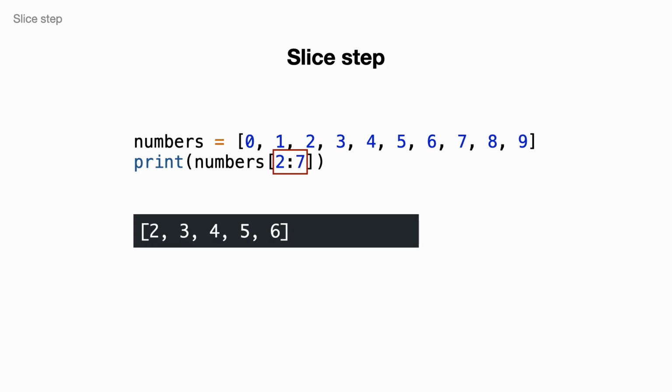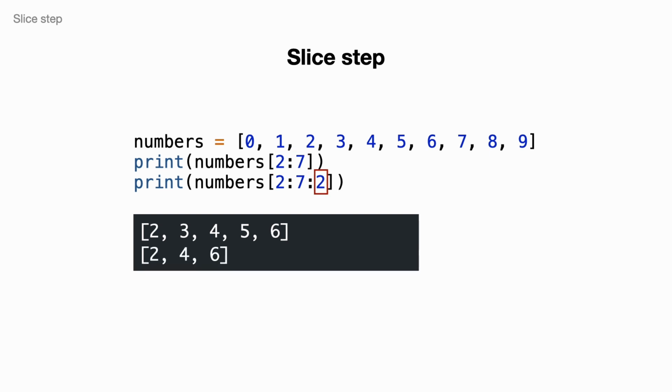Before we finish up this chapter, I'd like to show you one more slicing option. Notice that the slice has a start index and end index. Now I'll add a third number to the slice. Look at the difference. The third number is a slice step. Step 2 means that the slice skips every other element.